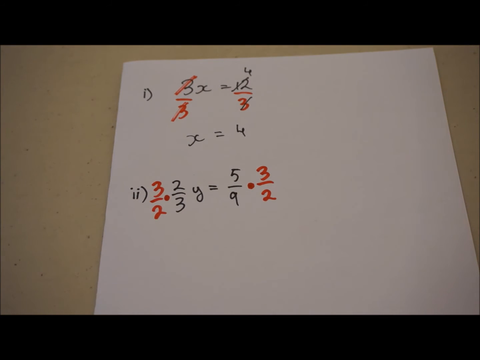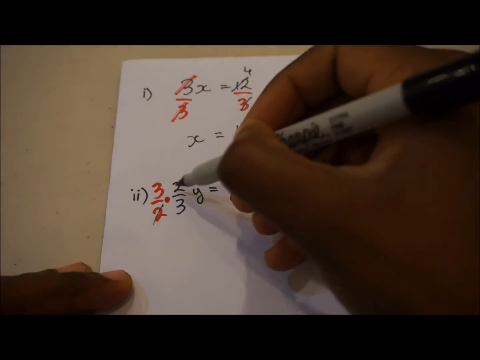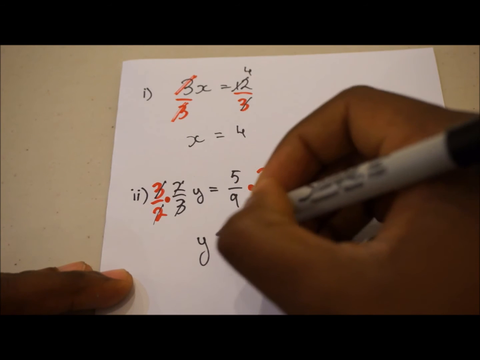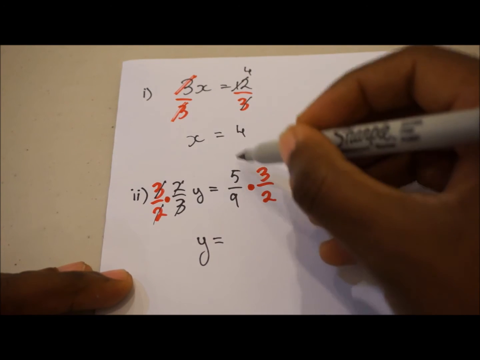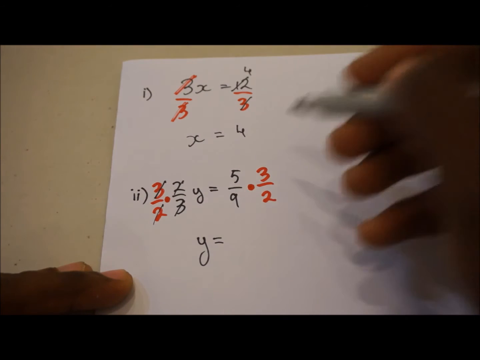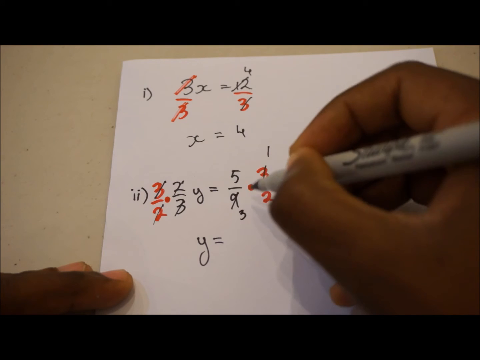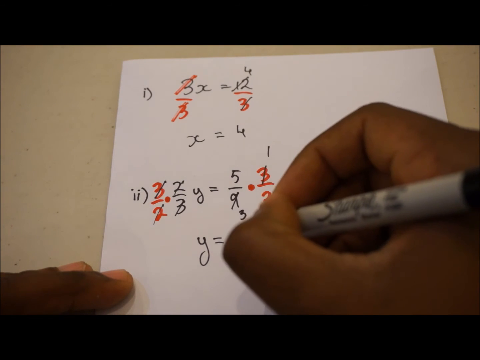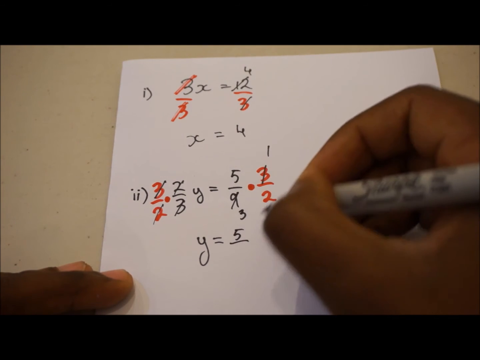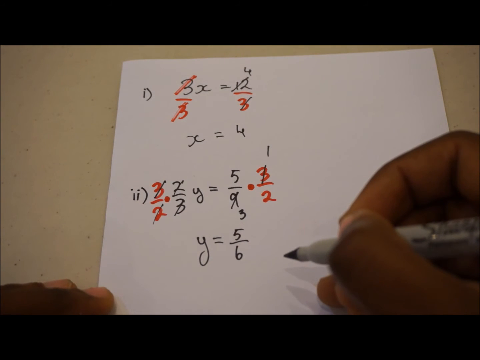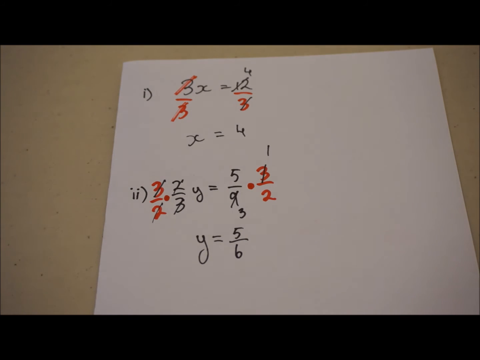And notice how nice it works out. Remember again, what I'm trying to do is get the y by itself. So this 2 cancels out this 2. This 3 cancels out this 3. So I'm just left with my y. My equal sign comes back. And now I have 5/9 times 2/3. I could cancel also: 3 and 9, this goes once, this goes 3 times. So 5 times 1 gives me 5, 3 times 2 gives me 6. So y is 5/6.